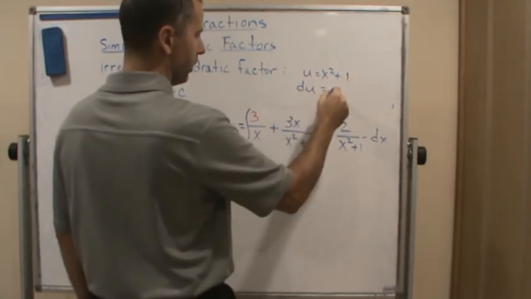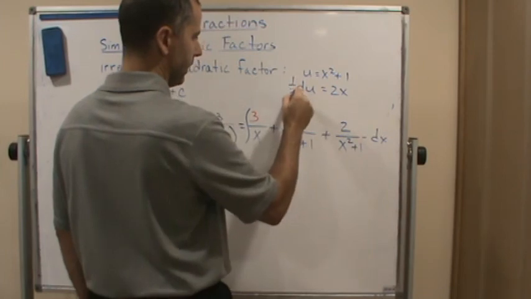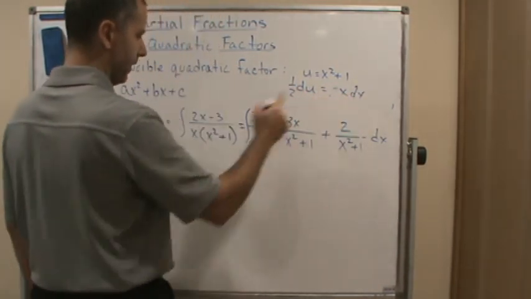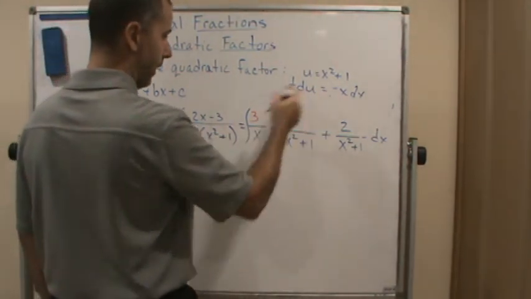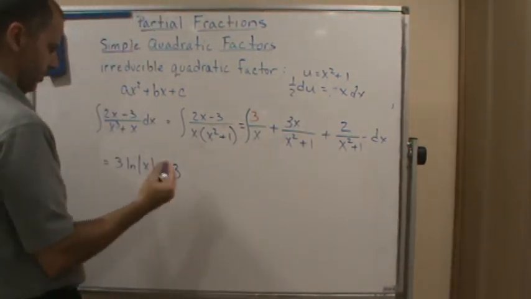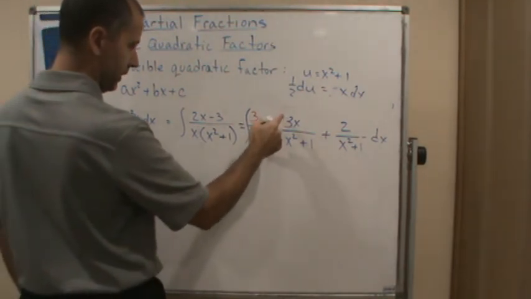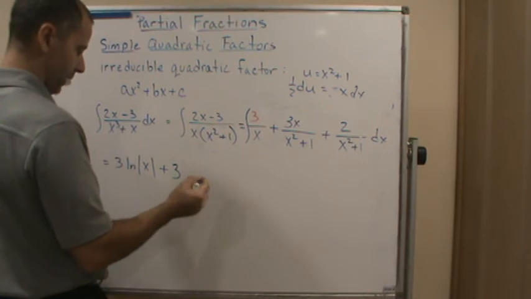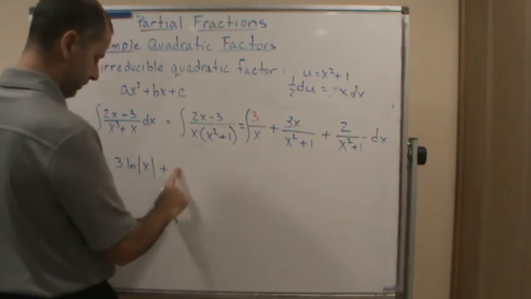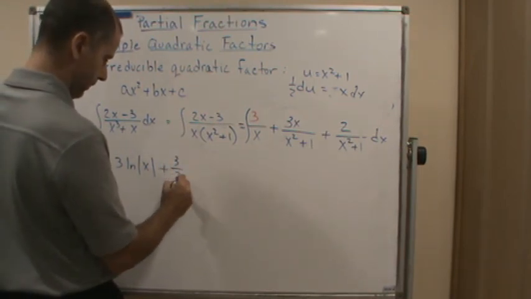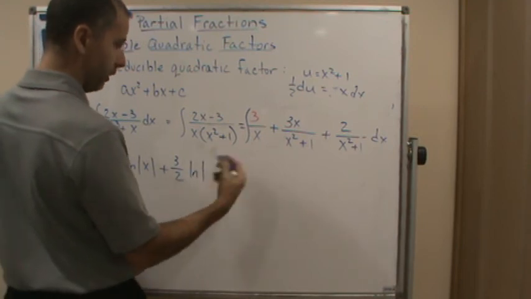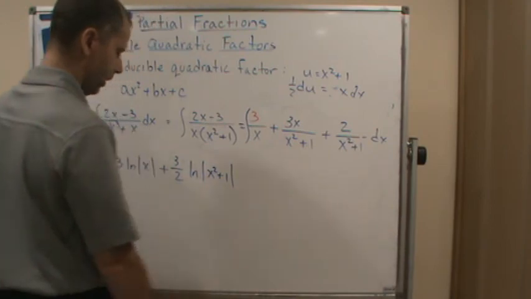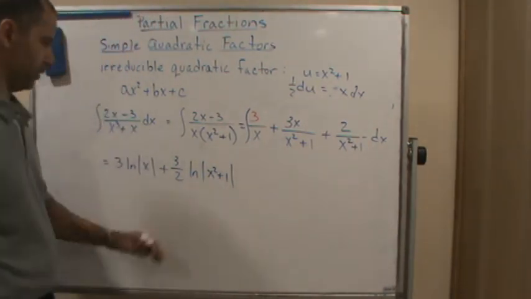Your du is going to be 2x, but then you're just going to divide by 2. And so now you get this, and so you're going to get another 1/2 out of here when you do your substitution. So then it's going to be 1/2 du over u. So that means we're going to get 3/2, and then it's going to be the natural log of u, which is x squared plus 1. So that's going to be the next term.